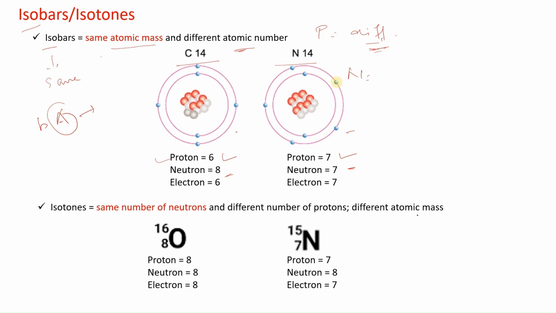Got it? Next, come to isotones. Iso means same, and tones you remember with N.